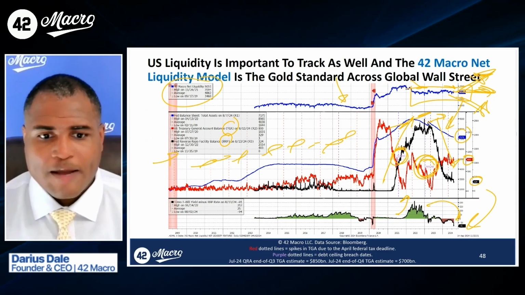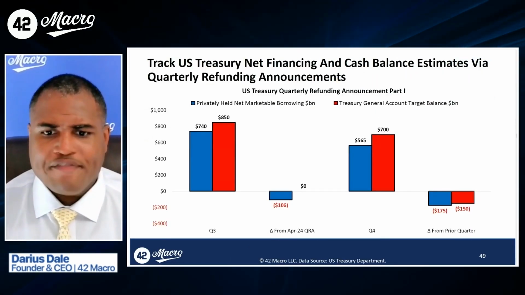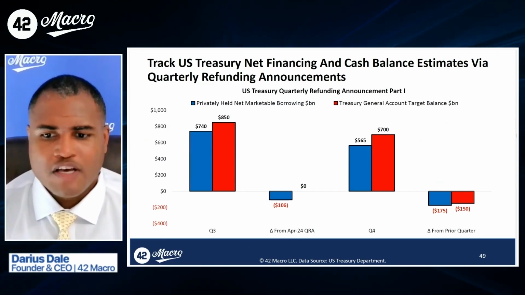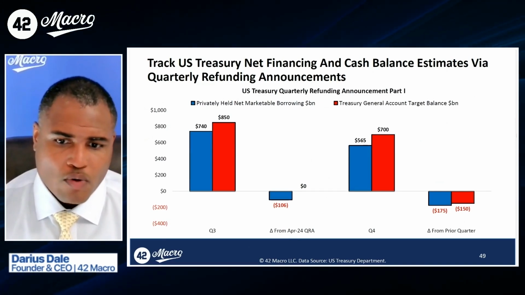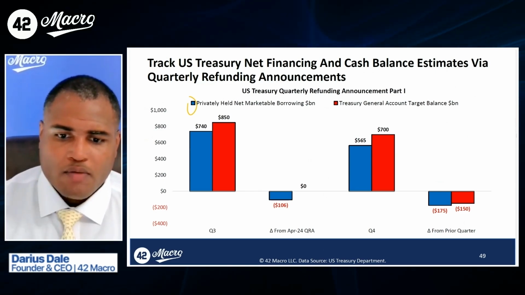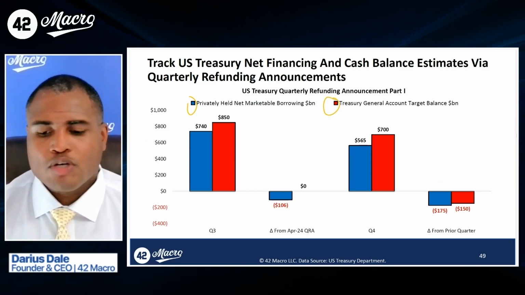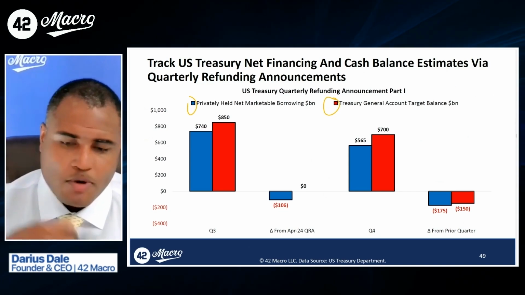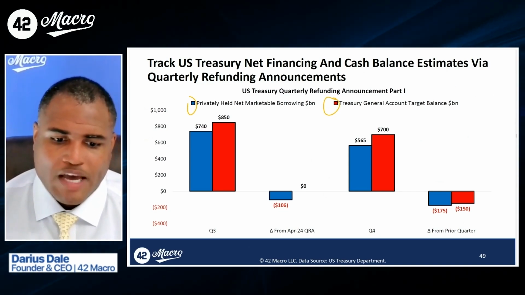So we'll start by understanding net financing and cash balance estimates via the quarterly refunding announcements. What I'm showing in this chart, the blue bars are privately held net marketable borrowing, and the red bars are the Treasury General Account target balance. This is the most recent quarterly refunding document. We got that number in late June.